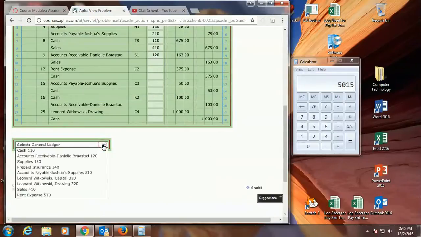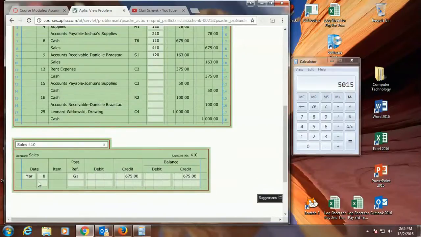And the next line is sales. So let me open sales again. This is on the 9th. It comes from G1, general journal, page 1. It's a credit of 163. So now I take 675 plus 163 because they're two credit amounts, and I have a new balance of 928 in my sales account. So I added the credits. And then I put 410 in the post reference column of my general journal.